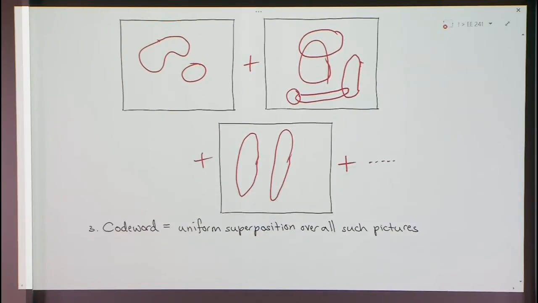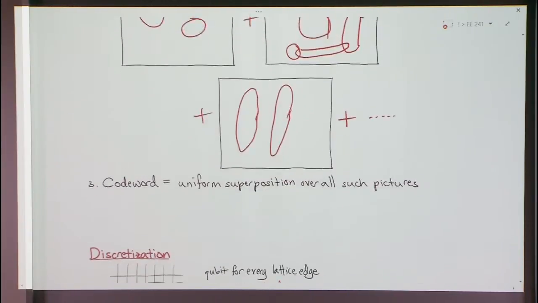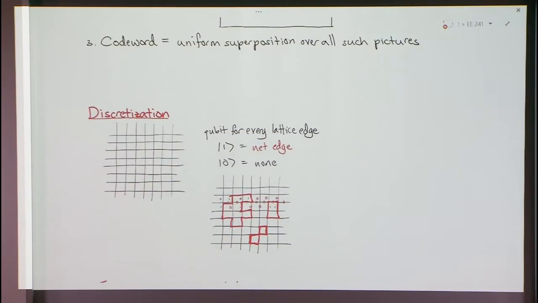Okay, so before getting to that though, let me just fix the math, because we don't want to deal with continuous things. And so what we'll do is we'll discretize it in a pretty simple way. We'll just take some arbitrary lattice. What people traditionally use is a square lattice. And we're going to put a qubit on every edge of the lattice. So here, here, here, and so on.